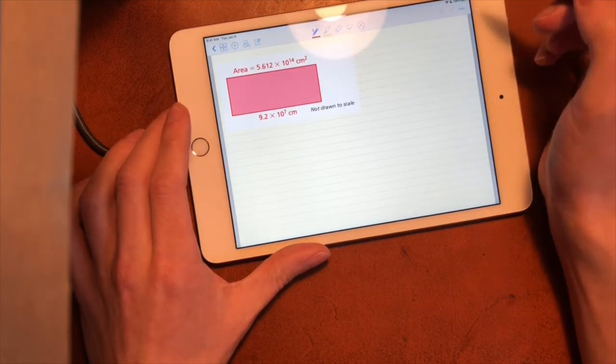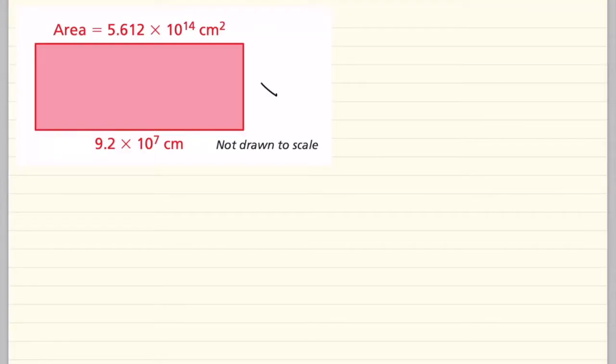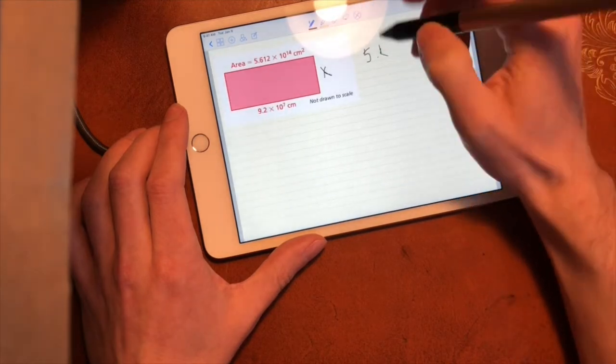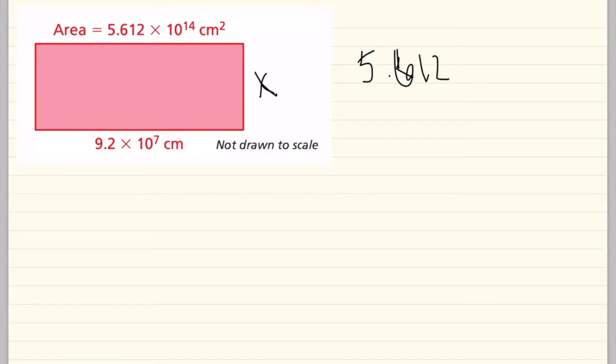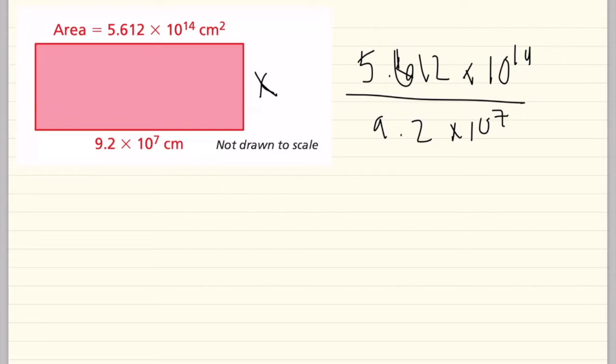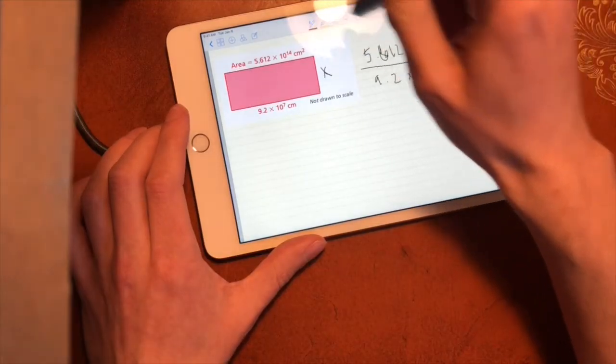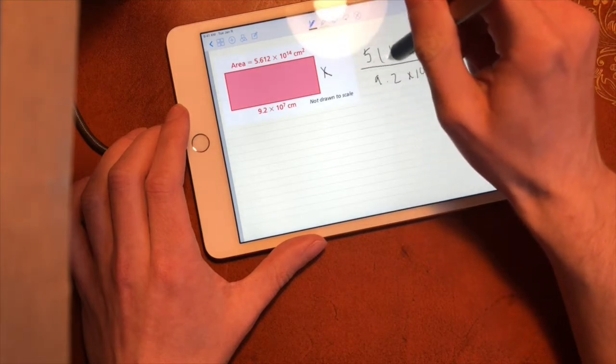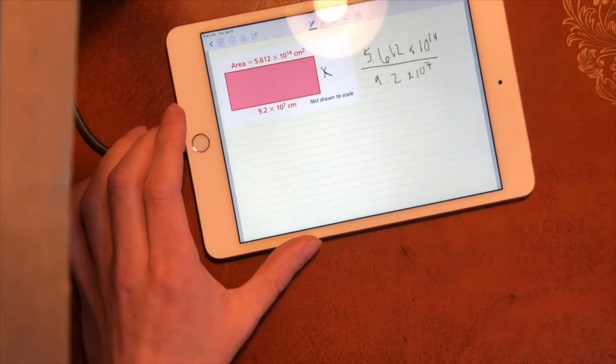We don't know what it is. So in order to find the other length, which we don't know, we're going to take the area and divide the area by one of the lengths. So we're going to say this is 5.612 times 10 to the 14th power divided by 9.2 times 10 to the 7th power. And again, that is something that we can type directly into our calculator, and we don't need to do much of anything with that by hand.